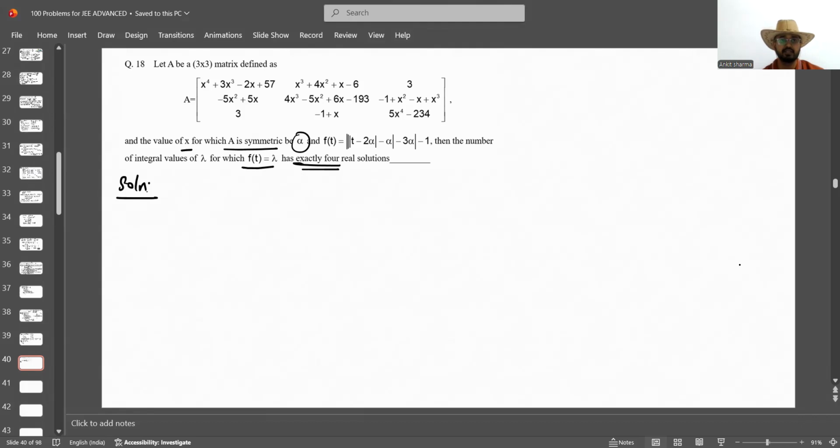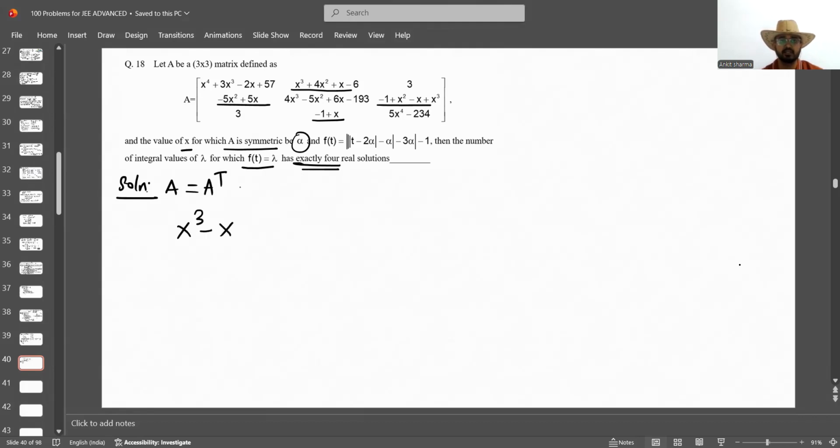So the highlights are clear. Now we need the matrix A to be symmetric. So I want A to be equal to A transpose. So if A is equal to A transpose, which means this value must be equal to this value, and this value must be equal to this. So let's go ahead.